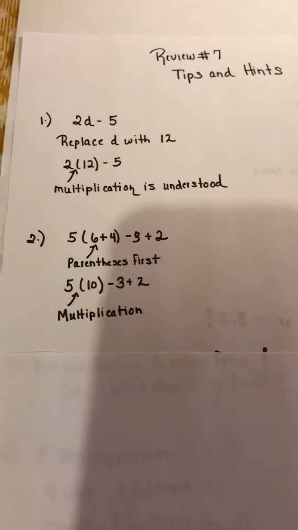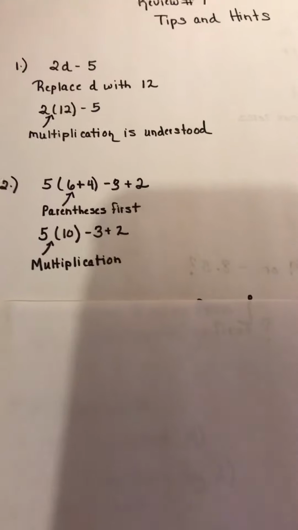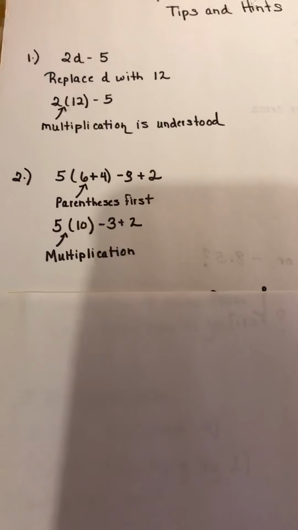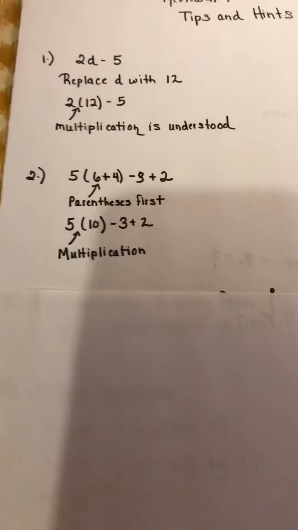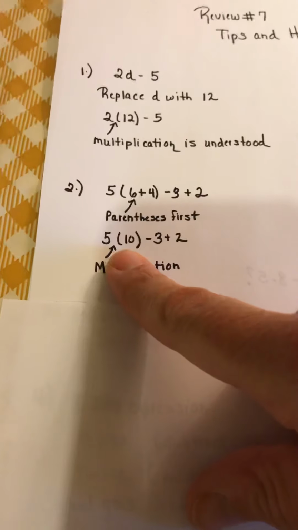Number 2, order of operations. Again, remember, parentheses first, so 6 plus 4 first. And then remember, it's tricky again. You have to remember 5 with the 10 in parentheses means to multiply.